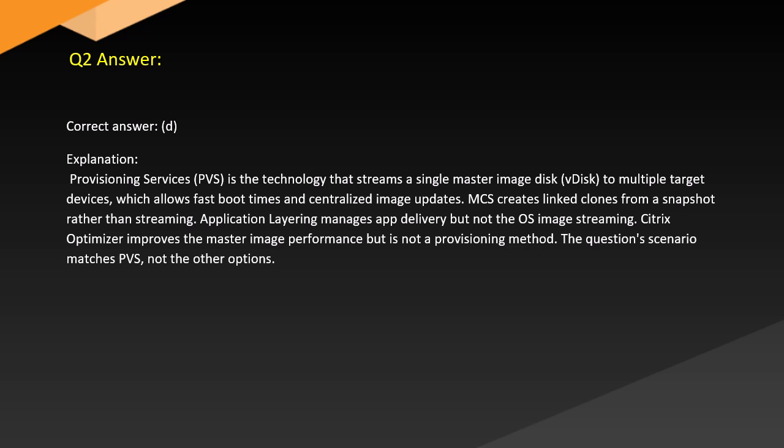MCS creates linked clones from a snapshot rather than streaming. Application Layering manages app delivery but not the OS image streaming. Citrix Optimizer improves the master image performance but is not a provisioning method. The question scenario matches PVS, not the other options.